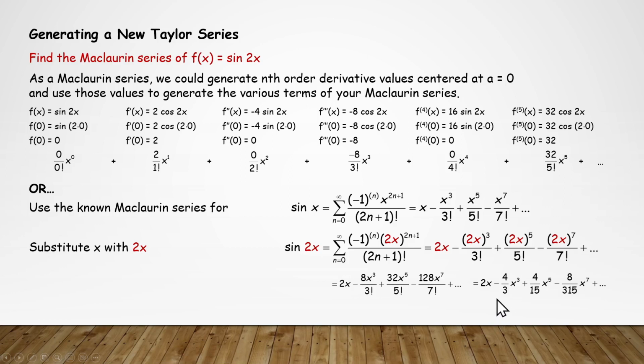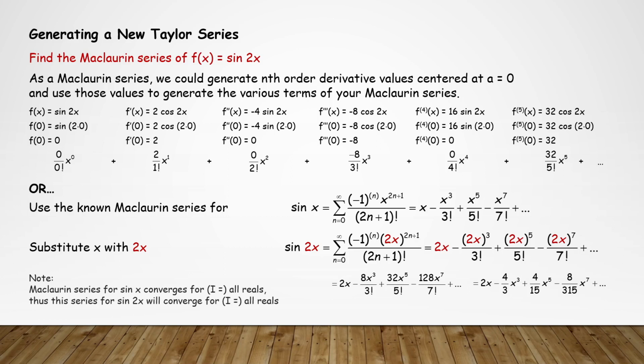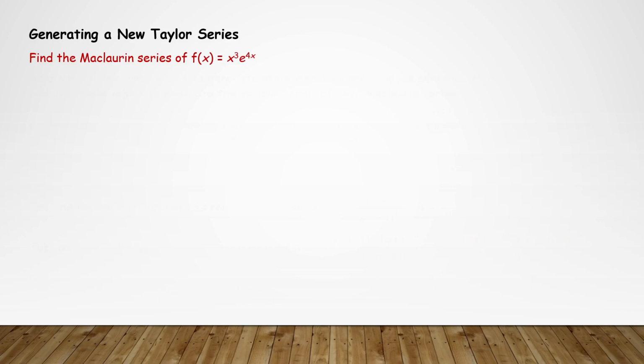And then I could even clean it up and say, hey, my sine of 2x is equal to 2x minus 4 thirds x to the 3rd plus 4 fifteenths x to the 5th minus 8 over 315 x to the 7th, and so on. Just remember one more small detail. If your Maclaurin series for sine of x converges for all reals, your interval of convergence then will be all reals for sine of 2x.